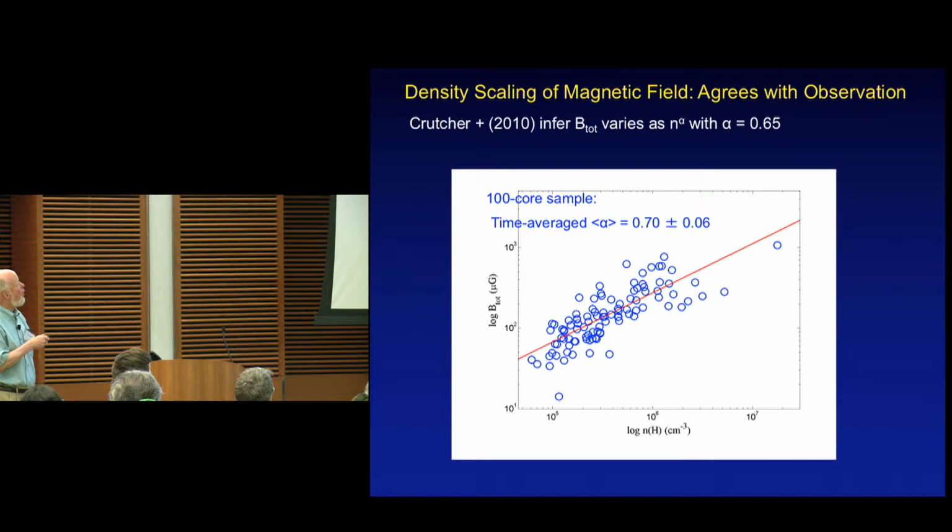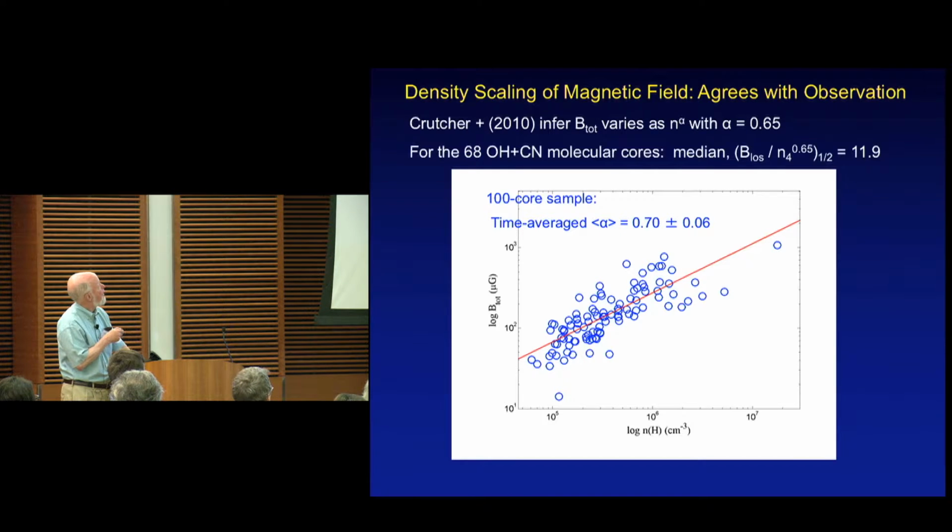So the density scaling agrees with observation. Crutcher et al. found that B total varied as density to the 0.65. Now, of course, in our simulation, we don't have to project and do a fancy analysis. We can just measure directly what the total magnetic field is. And we have a number of different time slices. If you average over time, we get 0.7, plus or minus 0.06, consistent with their result.